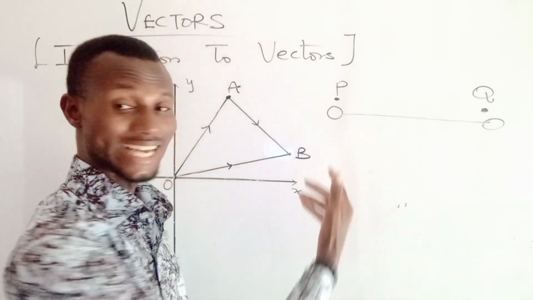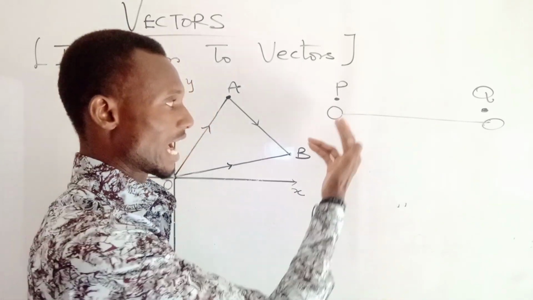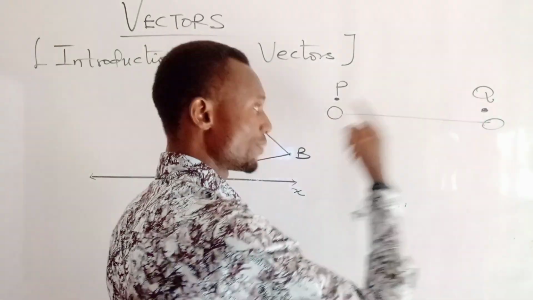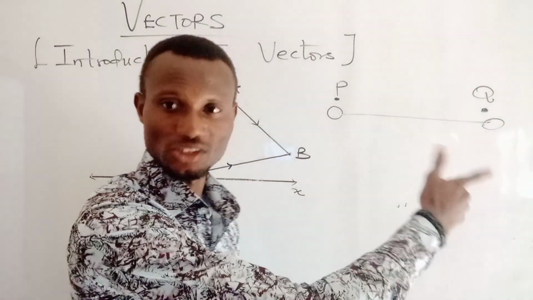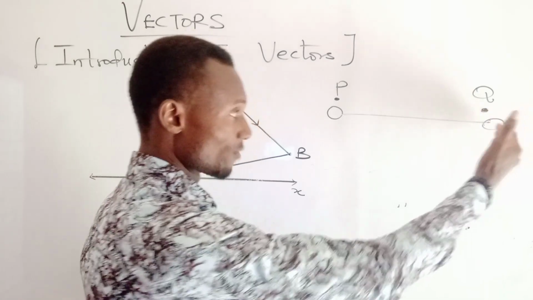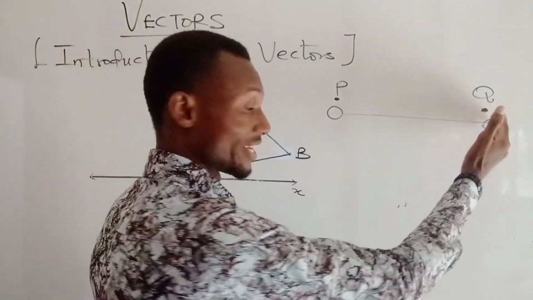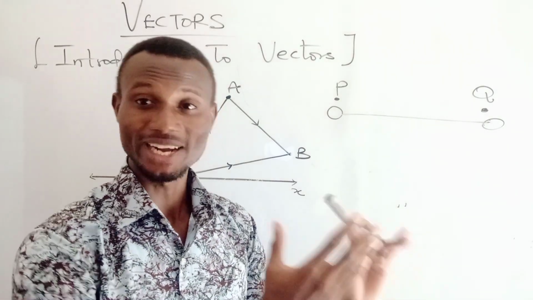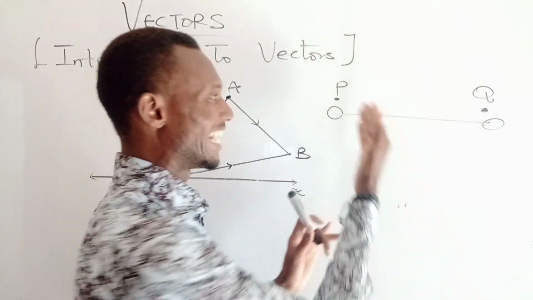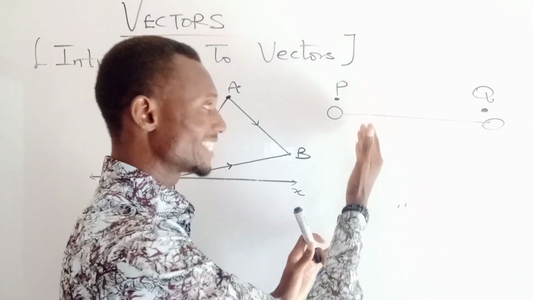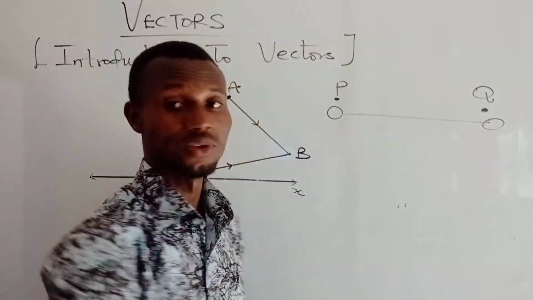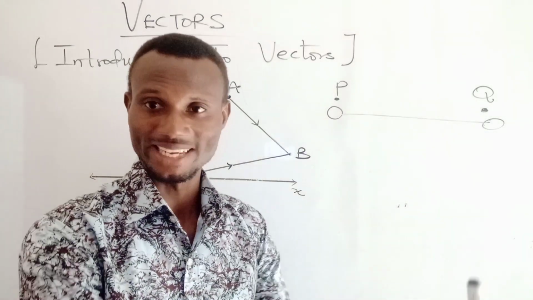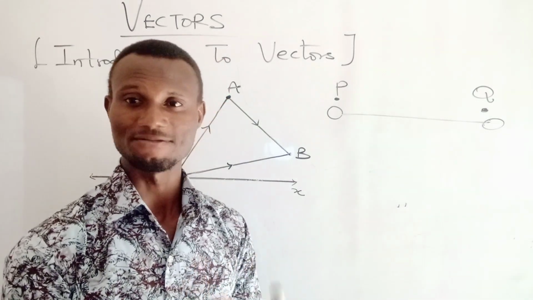Now again, I'm going to go over one more time. Having a ball here at point P, we've moved that ball from point P to point Q. You can see that there's a distance covered, and that distance between point P and point Q is what we refer to as the magnitude of the vector. The magnitude of the vector simply means the length of the vector. So the length between point P and point Q is what is known as the magnitude of the vector, or the length of the vector. I hope the explanation is clear enough up to this point.